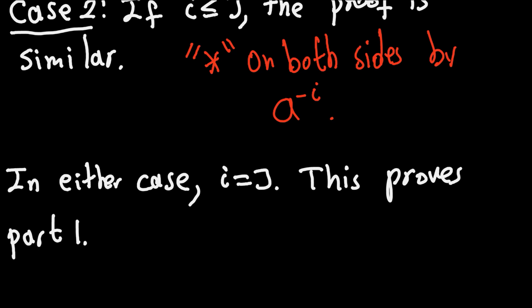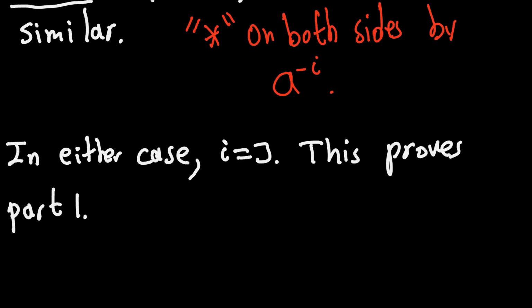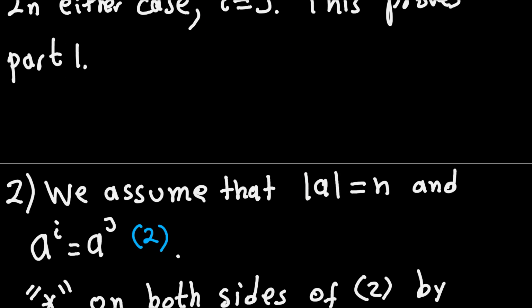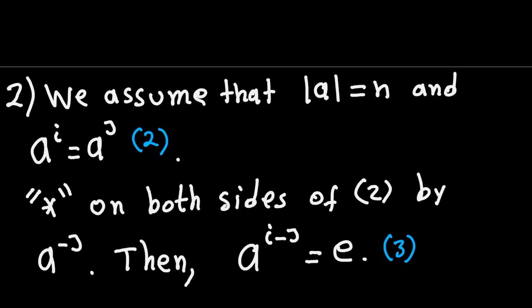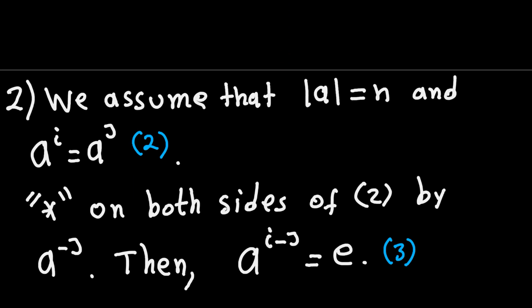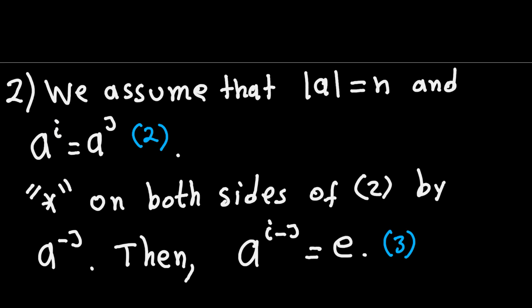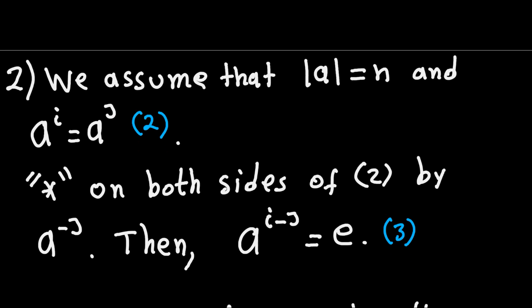So this now proves part 1, which means that the exponents are equal, provided that the element A has infinite order. So for the second part, let's look at that one. We assume that the order of A is n for some natural number n, and we also assume that A to the i is equal to A to the j. Now in this case, the exponents might not necessarily be equal, so we have to prove that n divides the difference of these exponents. So I'm going to call all of this number 2.